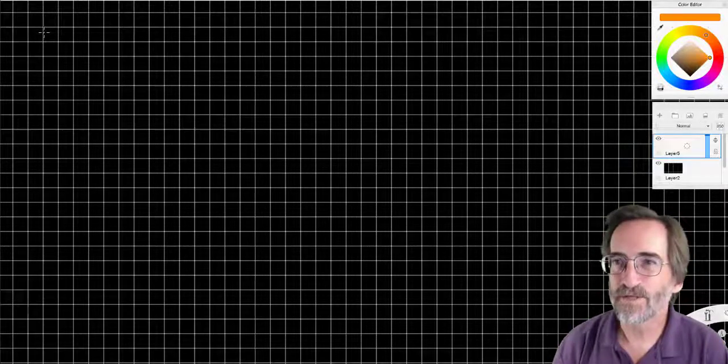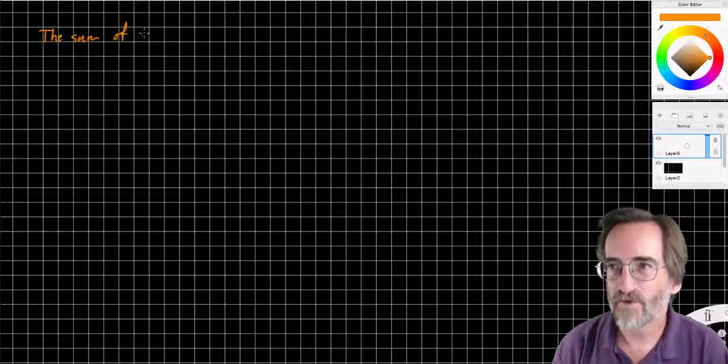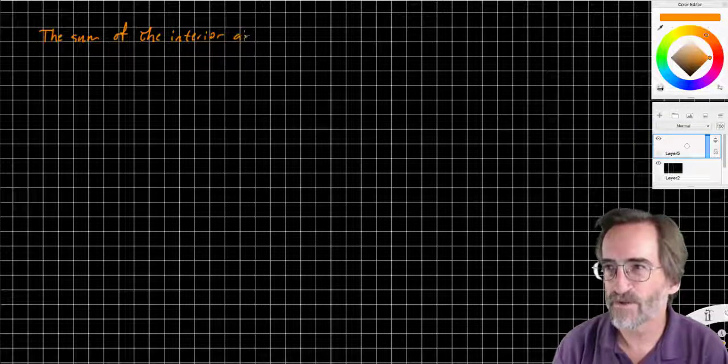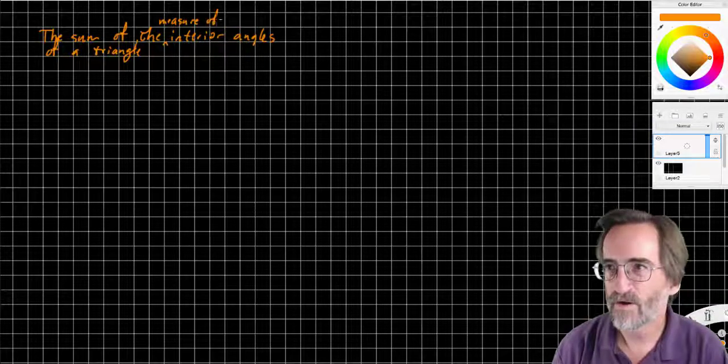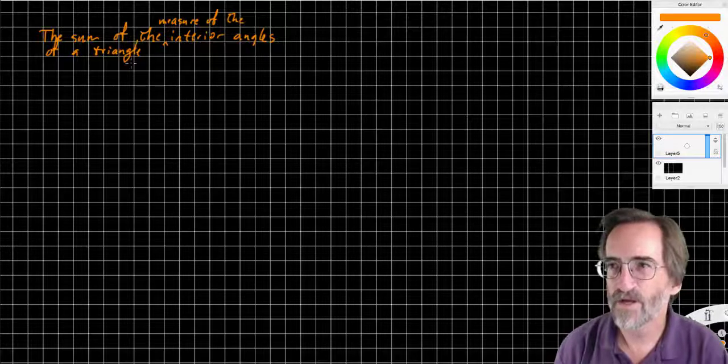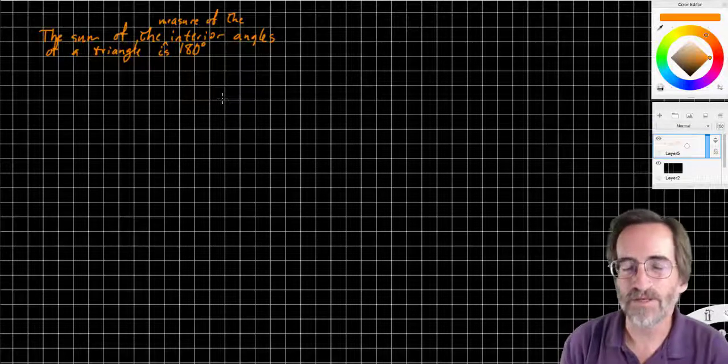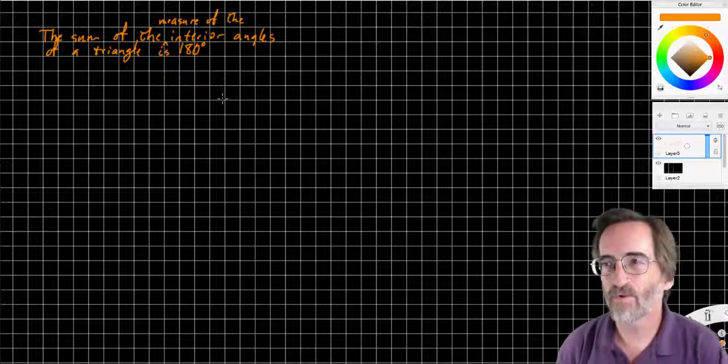Okay? And it says this. The sum, that means to add, the sum of the measures of the interior angles of a triangle is 180 degrees. Okay? And we use this all the time. It's used quite frequently, and it's been commonly known. But we're going to prove it.